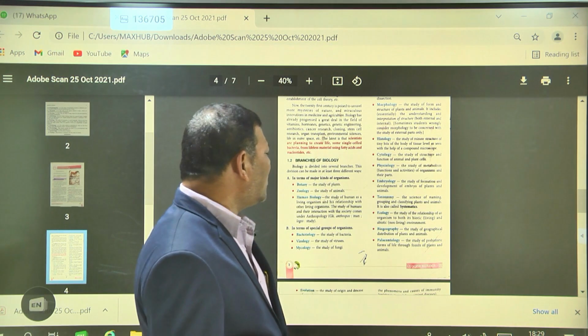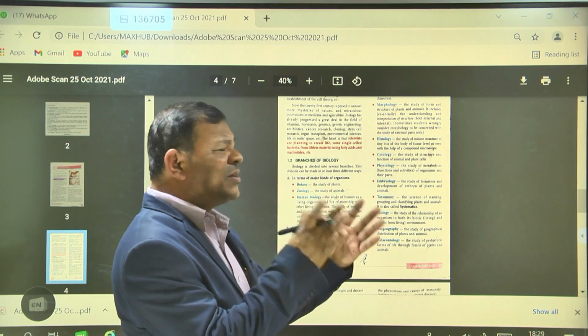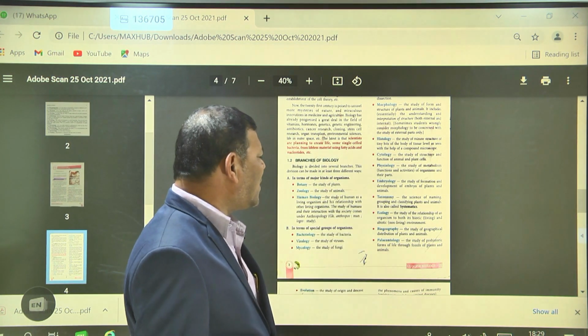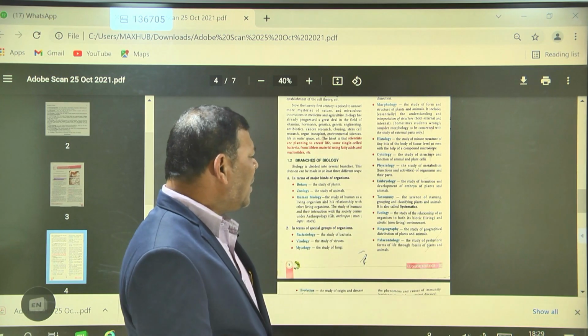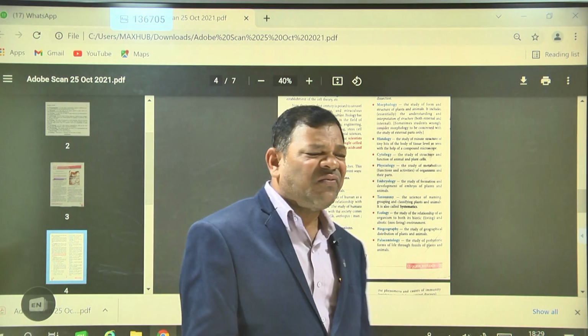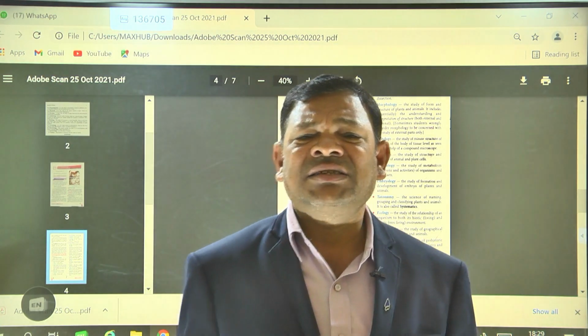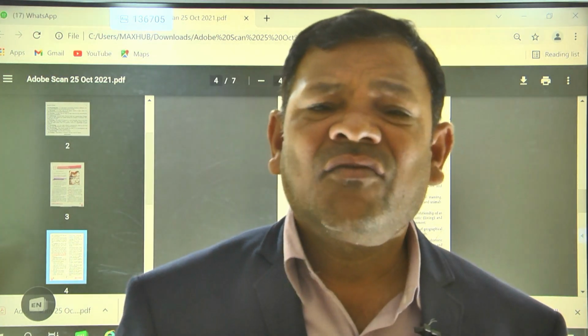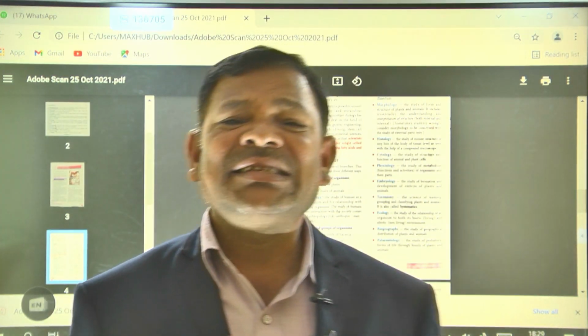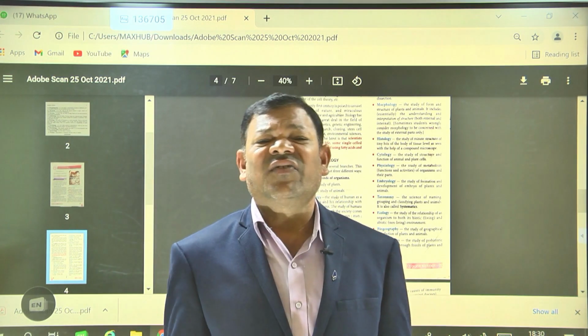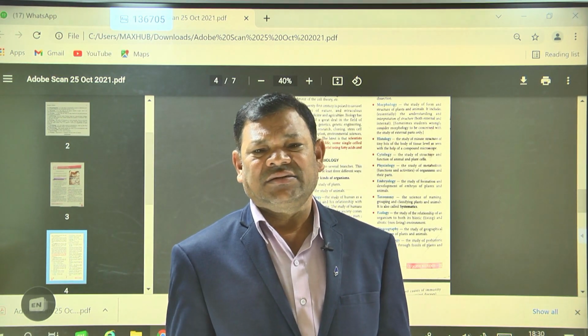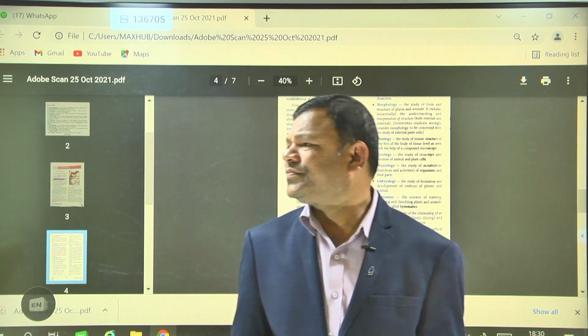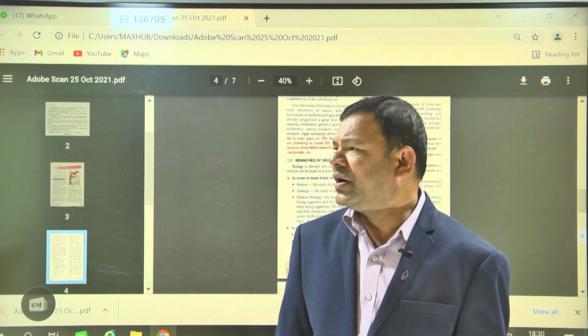In taxonomy, what we study is especially the naming, grouping and classifying of plants and animals. That is called taxonomy. The father of taxonomy is Carolus Linnaeus. Do you understand?